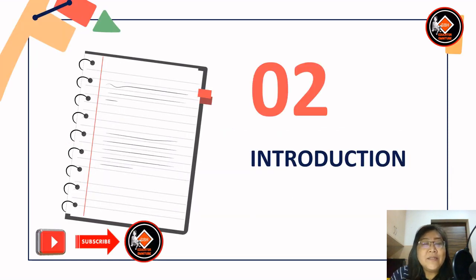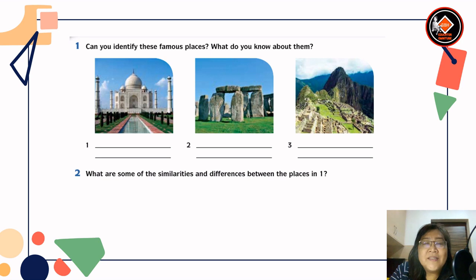Let's start with our introduction. Dear students, let's look at the three pictures here. Can you identify these famous places? What do you know about them? So the first picture is the Taj Mahal in India.